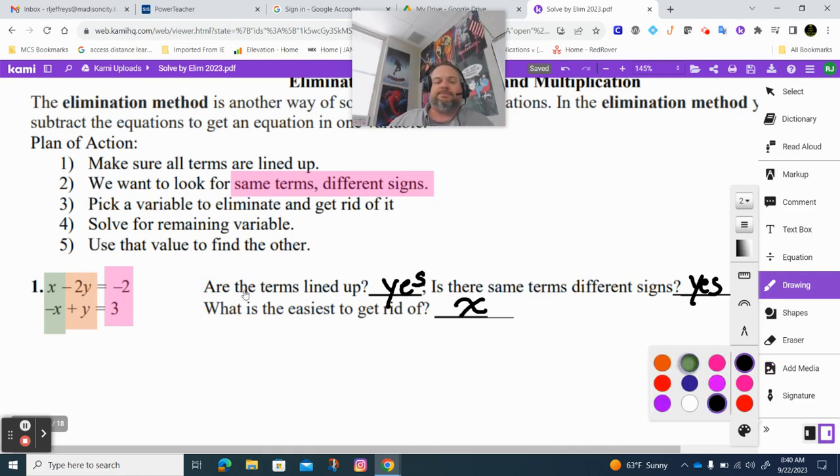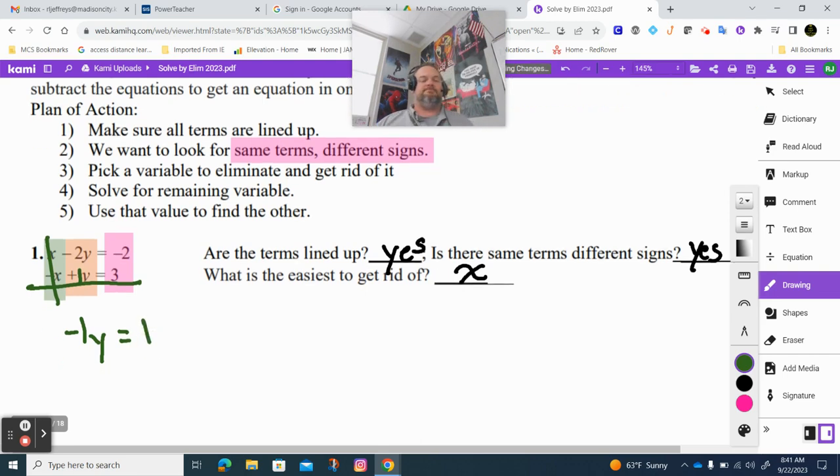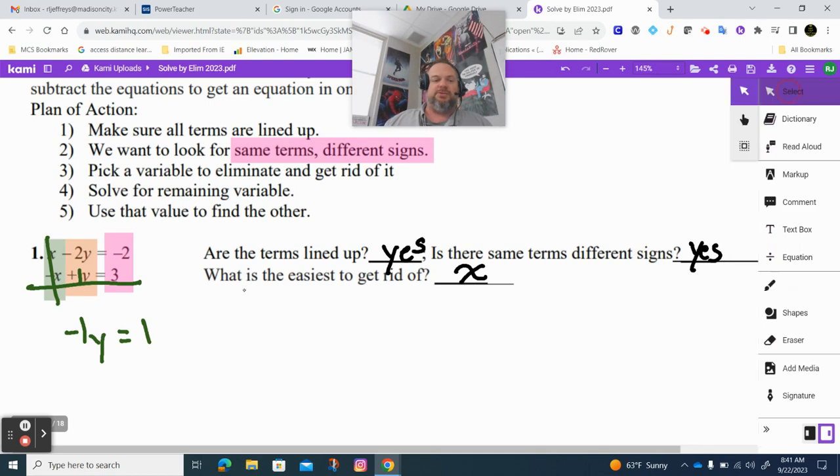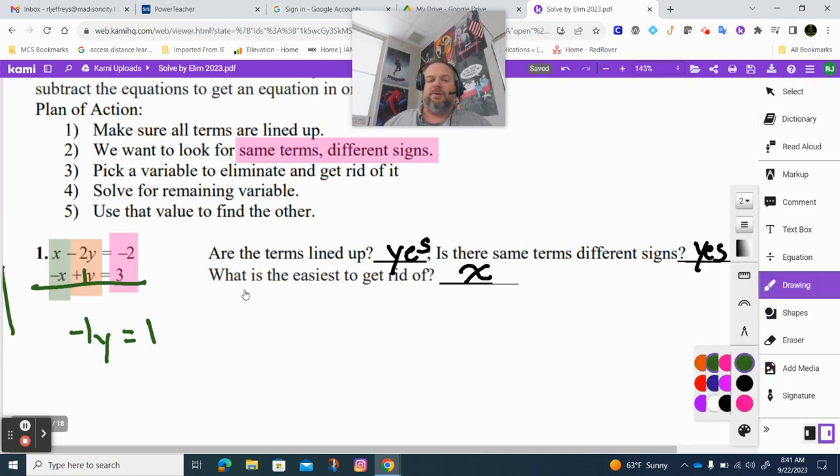All right. So we're going to combine these. I don't like saying adding because there's a different operation in each column. So this is x minus x. These cancel. This is negative 2 plus 1y. So this is negative 1y. And negative 2 plus 3 is 1. So we're almost, believe it or not, with that motion, we're almost done. Well, with finding y.